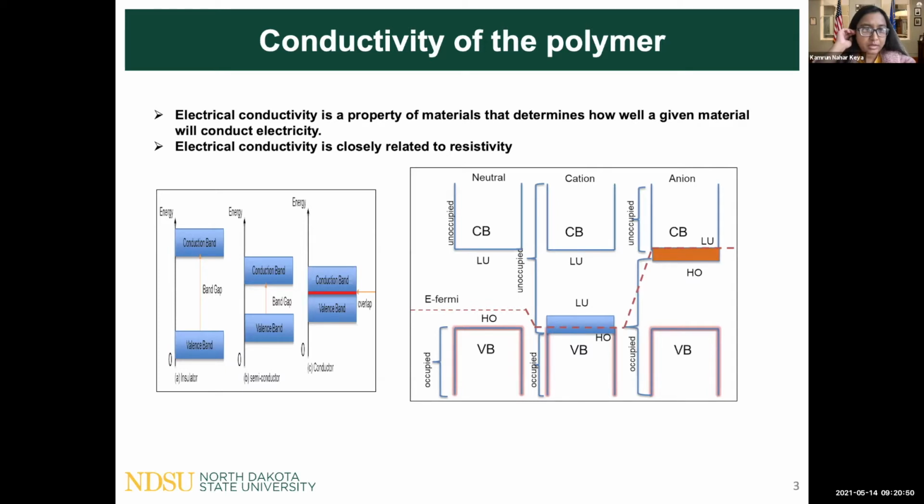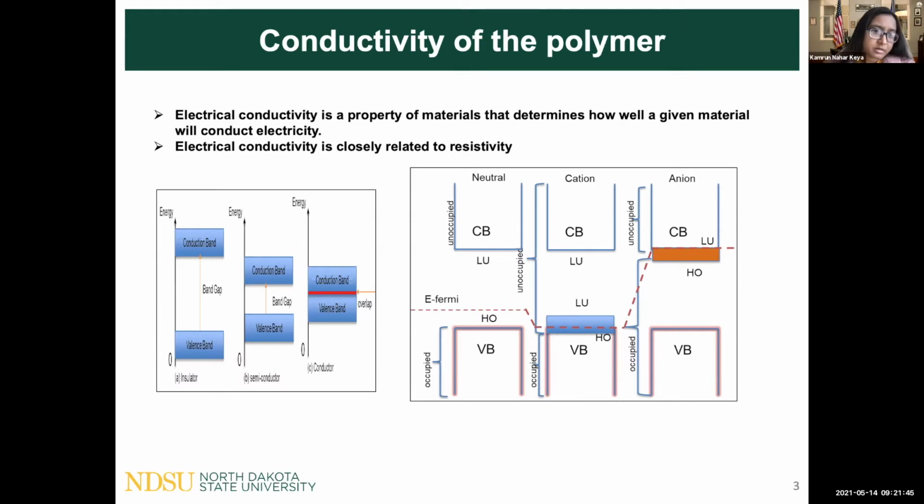Here we want to explain electrical conductivity. Electrical conductivity is the property of a material which determines how well it conducts. On the left side, we can see the general form: if the band gap between the conduction band and valence band is large, the material behaves like an insulator; if it is smaller, it behaves like a semiconductor; and if the conduction band and valence band overlap with each other, it behaves like a metal.